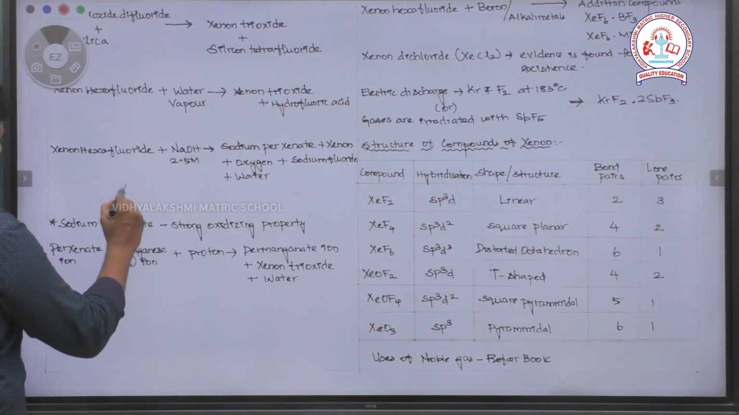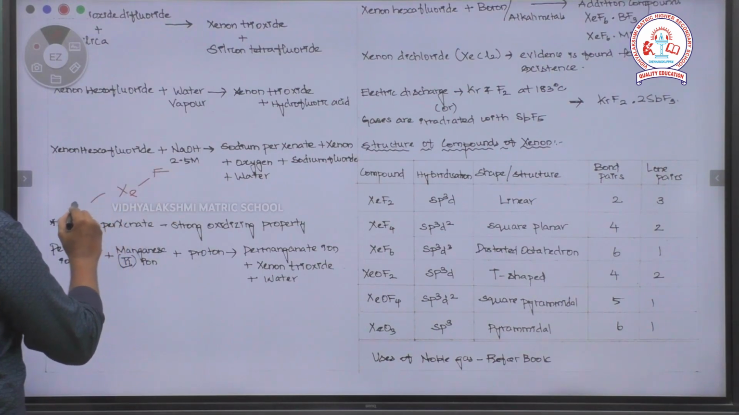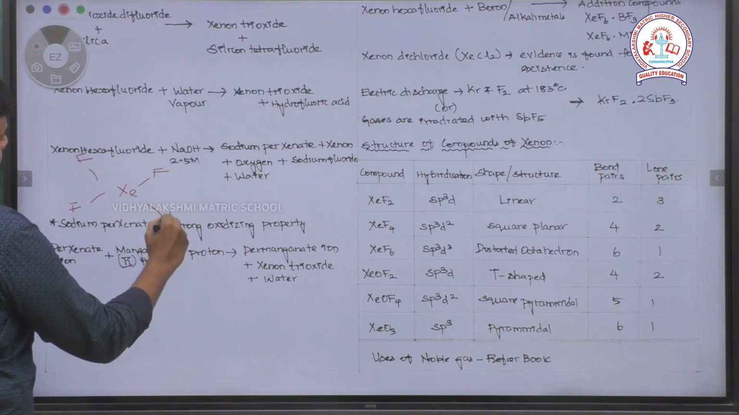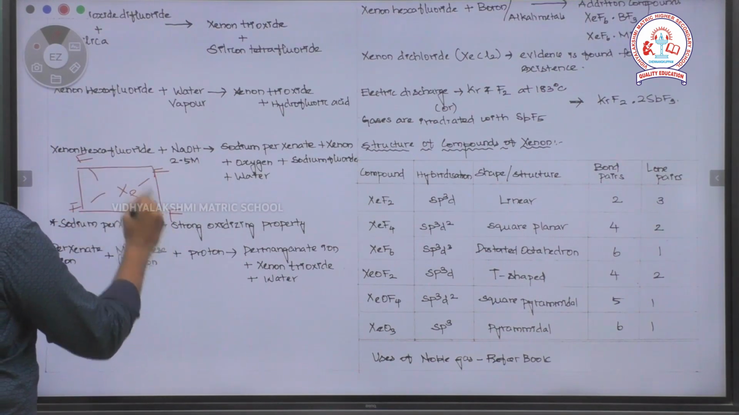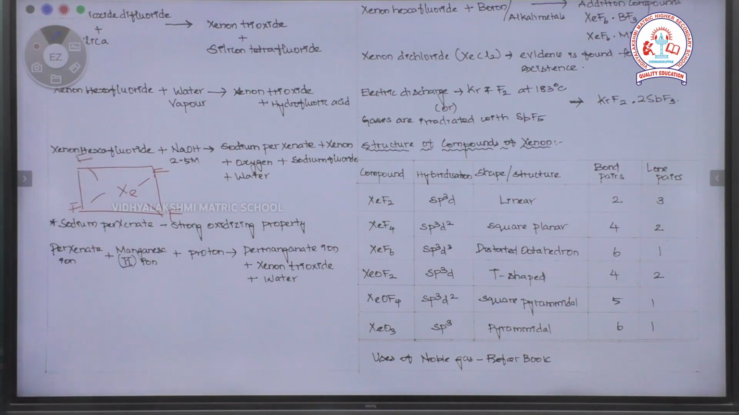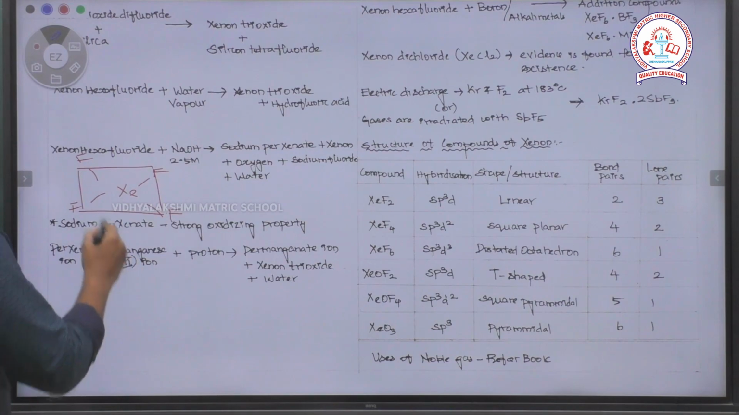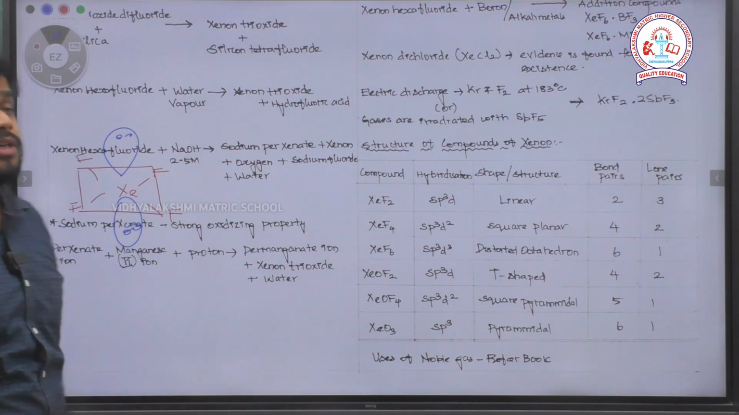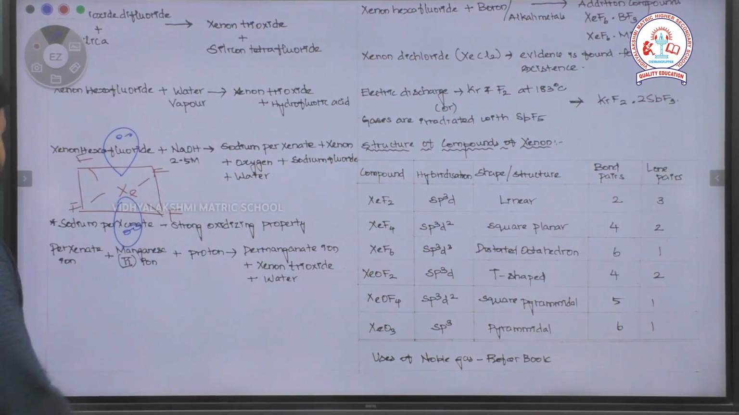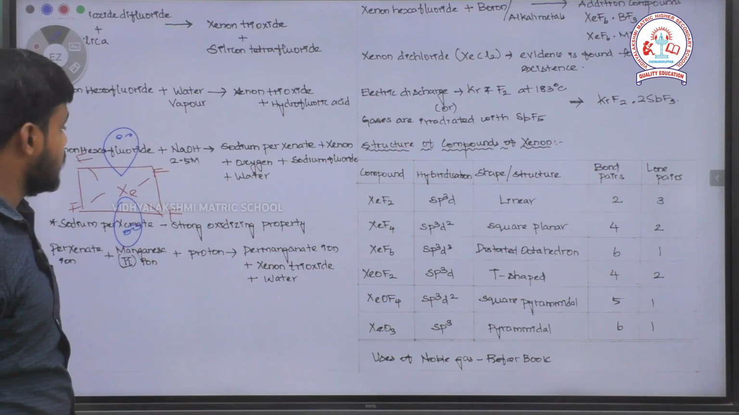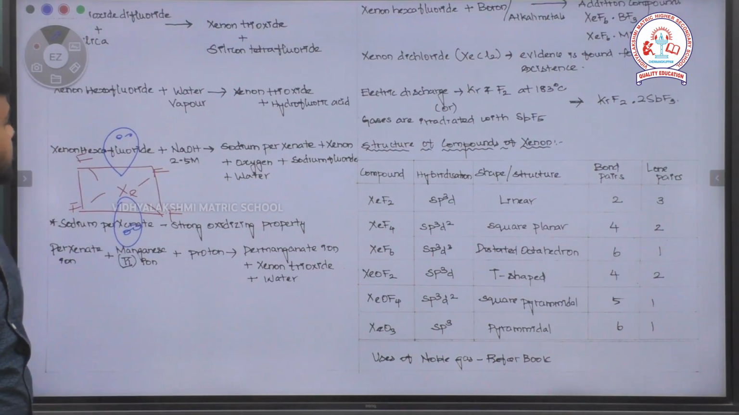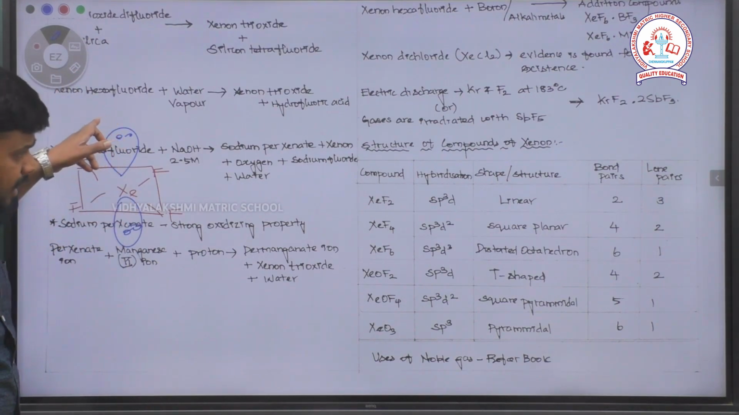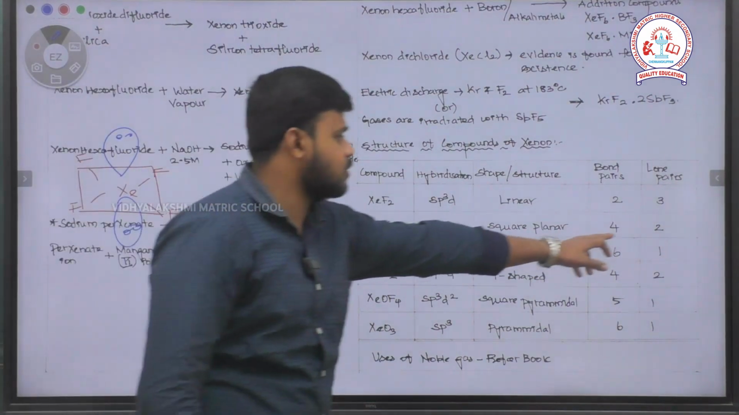The next one, XeF4. This is your square planar structure. Regarding the lone pairs, out of the valence electrons, 4 are utilized for the bond pairs. Then the remaining 4 electrons remain as lone pairs above the plane and below the plane. Therefore, it gives the structure of a square planar. Here the hybridization is 4 for the bonding and 2 for the lone pairs, so it is sp3d2. The structure is square planar. So now it is very clear, 4 bond pairs and 2 lone pairs.